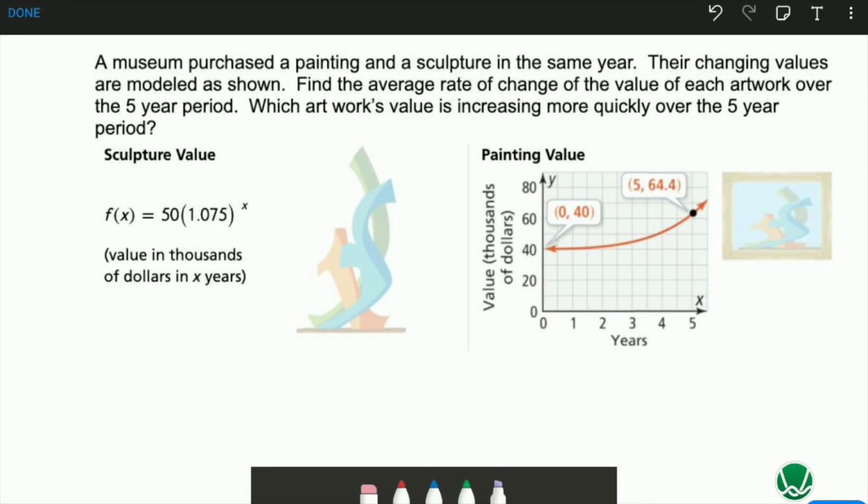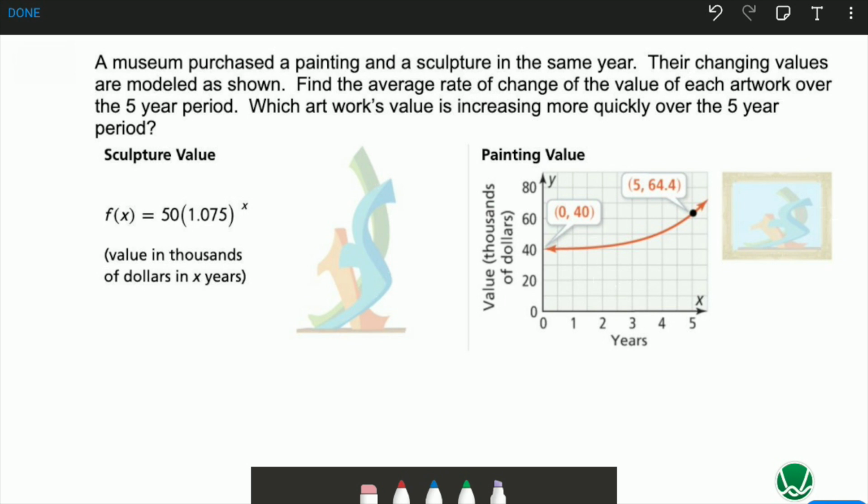Okay, in this last example, we have a museum which is purchasing a painting and a sculpture during the same year. Their changing values are modeled as shown. We're going to find the average change for each piece of artwork over the 5-year period, and then determine which artwork is increasing more quickly over that 5-year period.